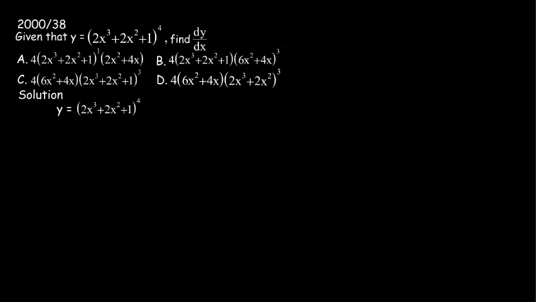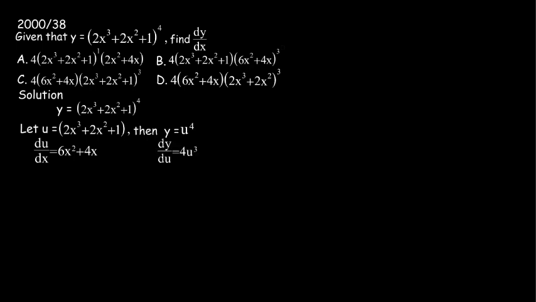Now we make our bracket equal to another variable, that is, let u be equal to 2x to the power of 3 + 2x squared + 1. Then doing so, our equation becomes y is equal to u raised to the power of 4. The next step is to find du/dx and dy/du.